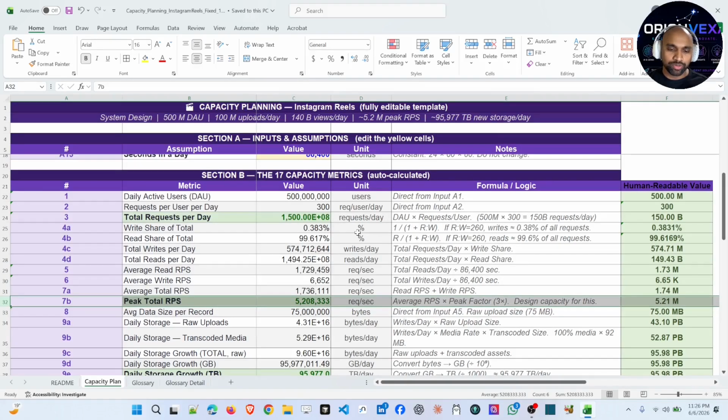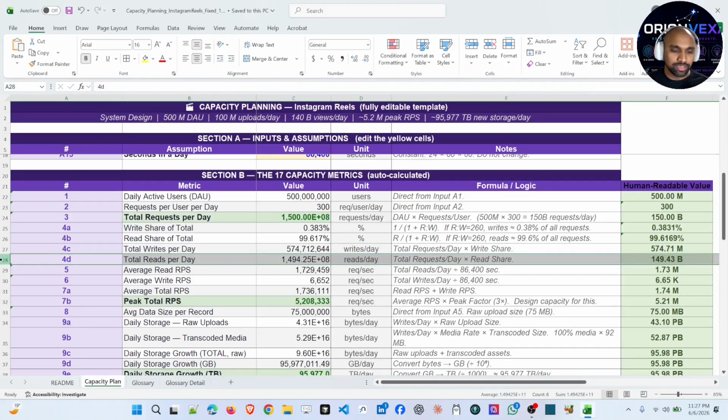Write share total. How are we calculating the write share total? 1 divided by 1 plus read ratio. That is how we are calculating the write share total. Read share total is R divided by R plus 1, that is R divided by 1 plus read ratio. Total writes per day is around 574.71 million writes per day.